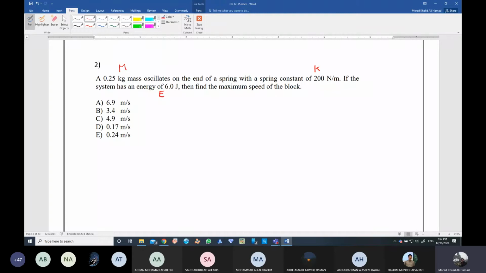In such questions, since we have E and we need speed, we need to remember that E is equal to half k xm squared, and that the maximum speed Vm is equal to omega xm, and omega, if you remember, is equal to the square root of the spring constant divided by the mass. So how can we find this velocity?